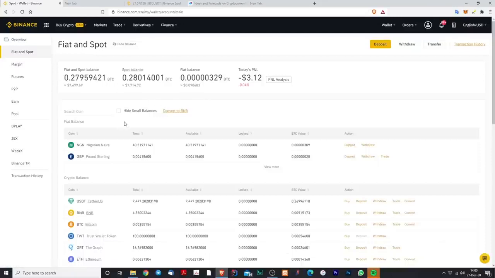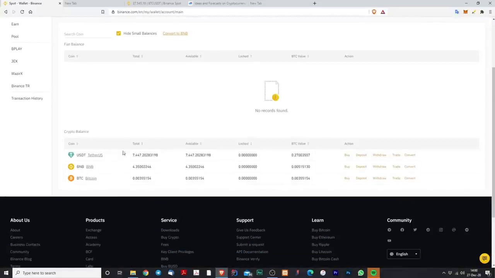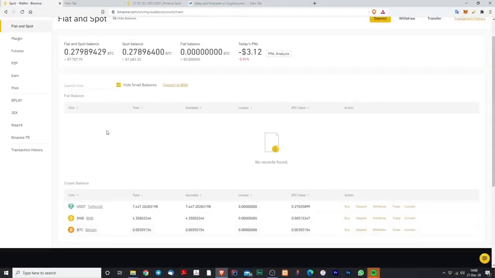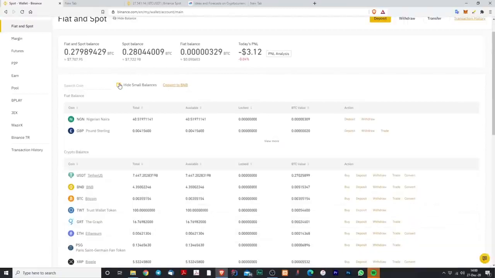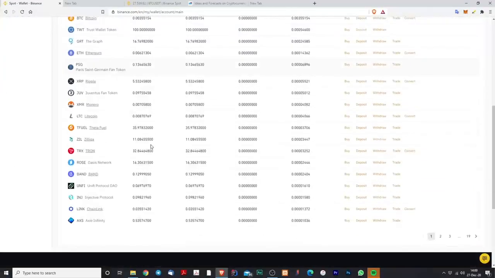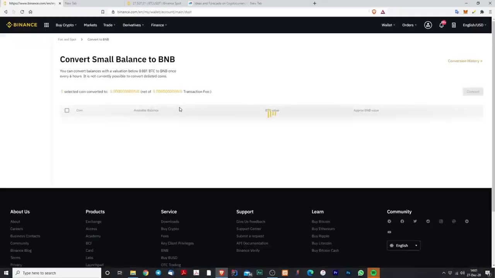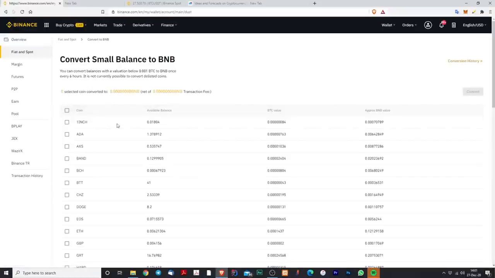Okay, and here you also have a feature that says hide small balances. So it's now going to show me only the coins that I have, and it's not going to include all the other stuff, right? It also has a feature here that says convert to BNB. So you can see here I have small amounts of 40 Naira and so many other little coins, 5 XRP and so on and so forth, right? Small amounts. Some of these are airdrops that I just received for free. I can choose to convert these to BNB. And if you have BNB on Binance, you actually get a discount on transaction fees.